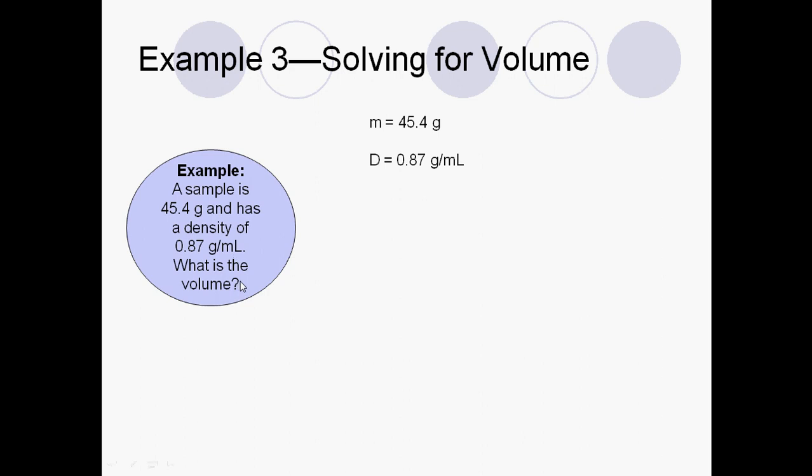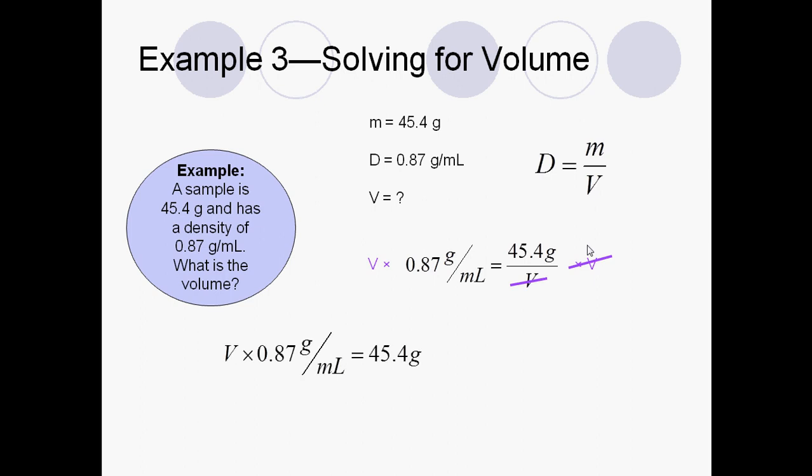We're going to solve for the volume. So again, we look at our equation, we plug in our density this time and our mass. Now we're going to have to solve for volume. To solve for volume, it has to be on the top of your equation, so we multiply each side by volume. It cancels out on this side, and so we get volume times 0.87 grams per milliliter, and then that's equal to 45.4.